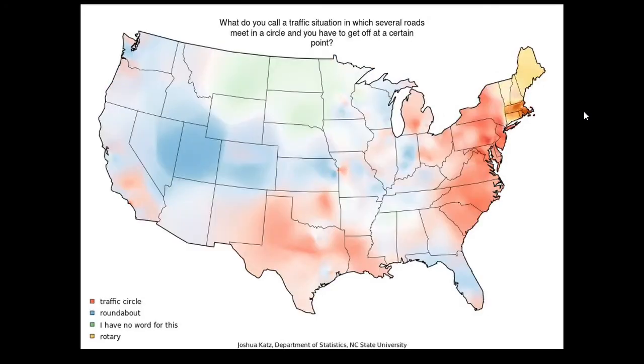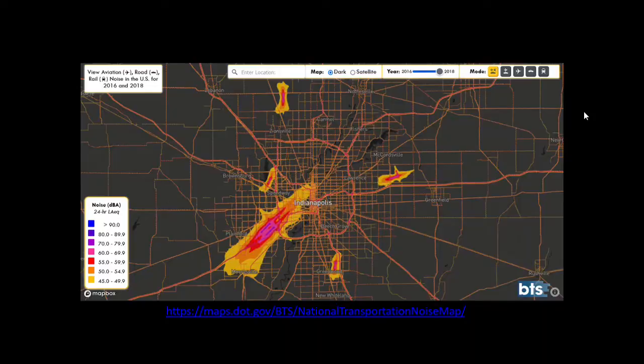Here is another one, calling a roundabout or traffic circle. It's kind of only really an Indiana thing. I really didn't know about this whole Midwestern pattern. We call them roundabouts, but in other places surrounding us, they call them traffic circles.